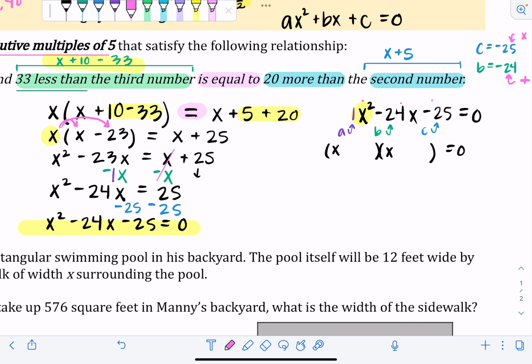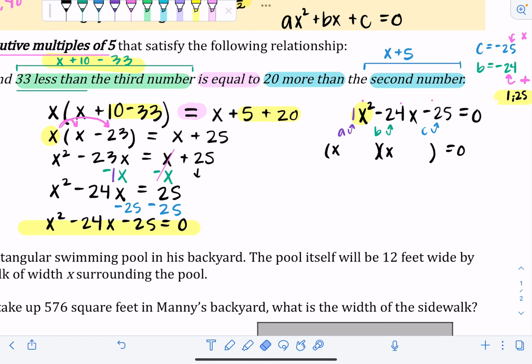When you see two numbers that are just one off from each other, more than likely the factors that multiply to 25 will just be 1 and 25. If we need them to multiply to negative 25, then one of these numbers has to be negative. If I want them to add up to negative 24, I have to make the 25 negative. So our combination that multiplies to negative 25 and adds up to negative 24 will be 1 and negative 25.